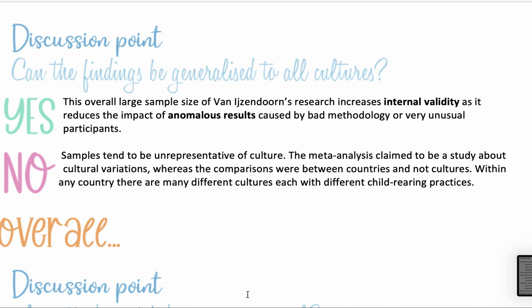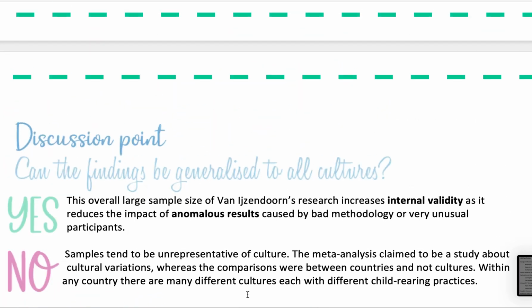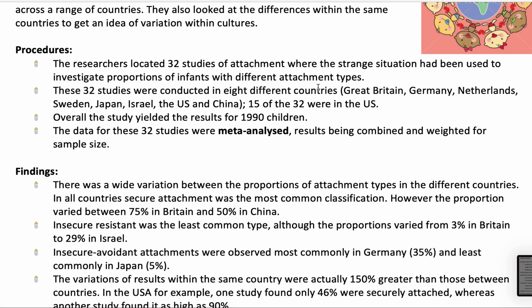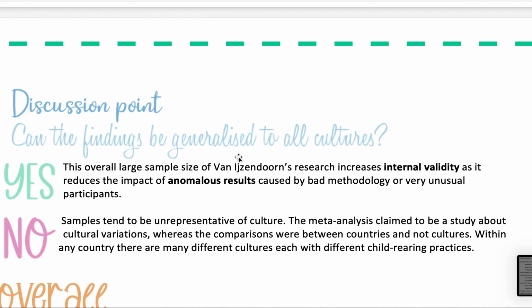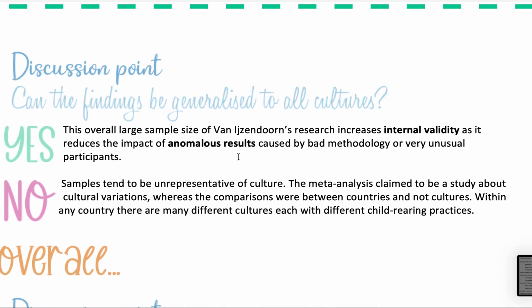So large sample size and 8 different countries been included suggests that this idea that secure being the most common type could be generalizable, because you could say the countries that were used are reflective of lots of different continents, etc., and it was a large sample. So yes, this argument that secure is the most common attachment style is generalizable.